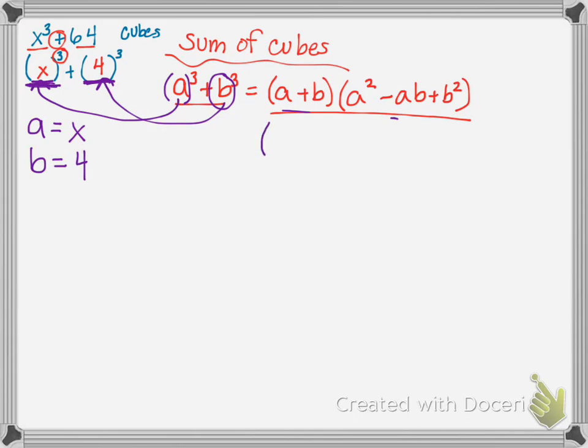So when I plug that in, A plus B would be X plus 4. Hopefully that makes sense. A squared, well, if I took X and I squared it, what do I get? I get x squared, minus a times b. Well, what's x times 4? 4x. And finally, plus b squared. Well, 4 squared is 16.